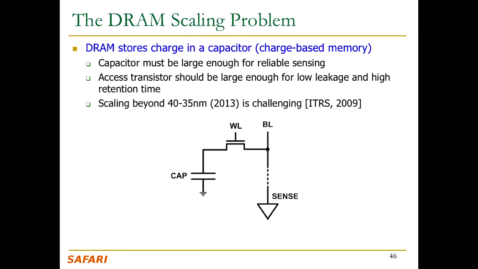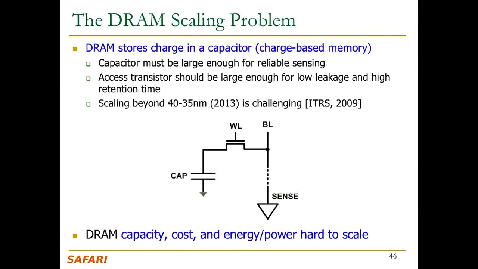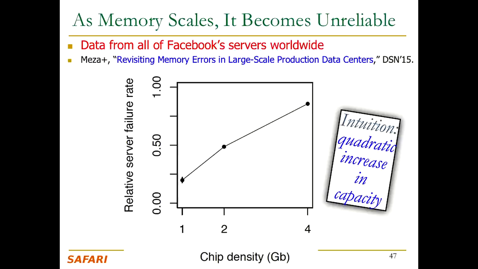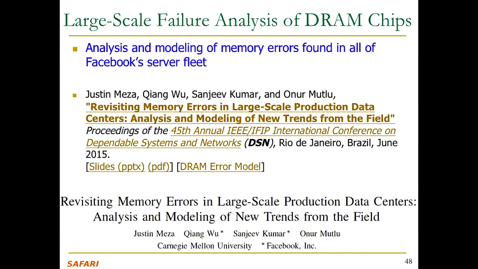But clearly, we are at 18, but people have been projecting that it is going to be challenging to reduce the size of the circuit because of reliability issues. And I've already shown you the picture, the reliability has become a problem in DRAM. And this is a paper you might want to take a look at if you want to see that study, but that's not required again.